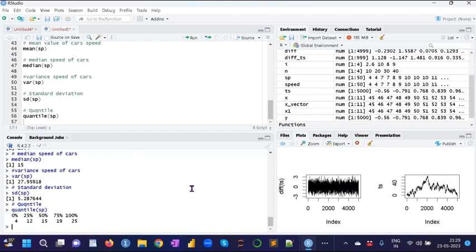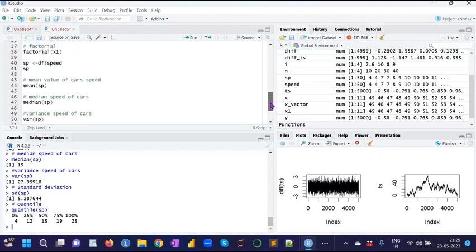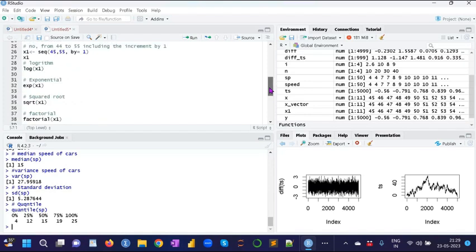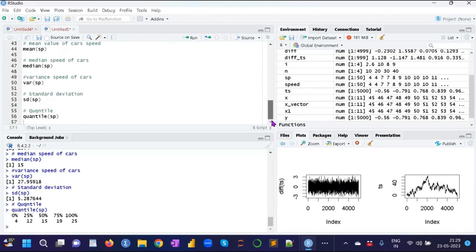So these are the R functions where I am using the general functions, length function, arithmetic functions, as well as statistics functions like mean, median, variance, and in arithmetic I am using the square root, factorial, log. These are the mathematical functions.